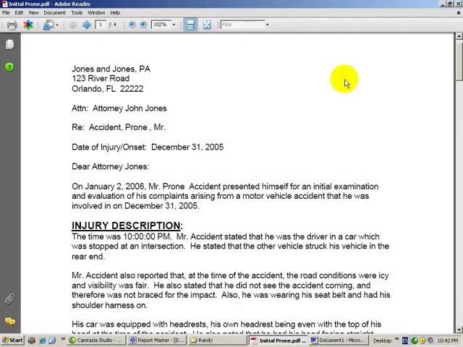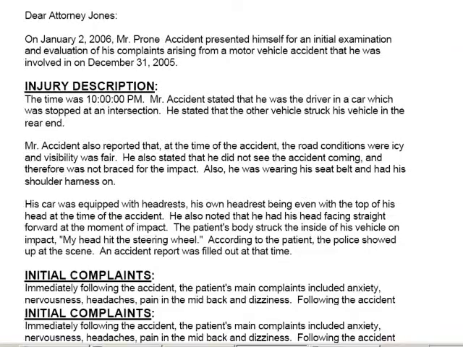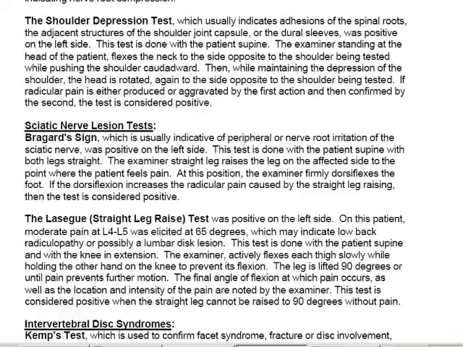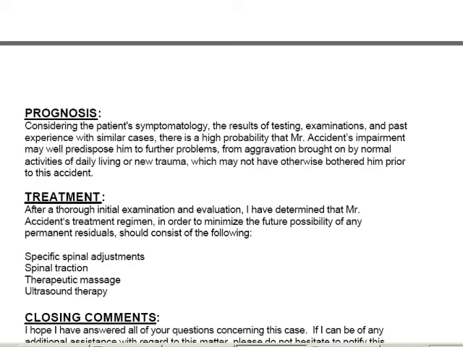So we're looking at a sample report here, and I'm just going to scroll down to the prognosis part of the report. And here's a statement here. It says, considering the patient's symptomatology, the results of testing, examinations, and past experience with similar cases, there is a probability that Mr. Accident's impairment may well predispose him to further problems from aggravation brought on by normal activities of daily living or new trauma, which may not have otherwise bothered him prior to this accident.